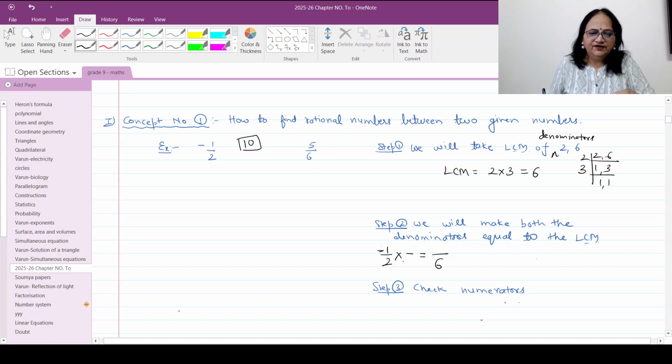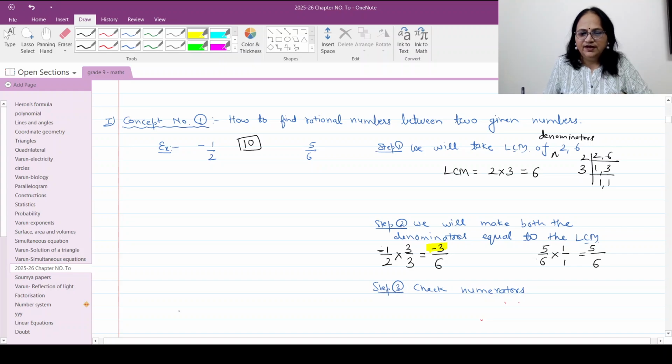As you have done in the case of fractions also, and in grade 7 in the case of rational numbers also, you will have to multiply this by 3. So this is -3/6. The other one is 5/6. So here denominator is already 6, right? So 1, 1. So it will be 5/6, correct? Now we check the numerators. Numerators, किसके numerators check करोगे बच्चे? You will have to check these two numerators, -3 and 5, है ना?